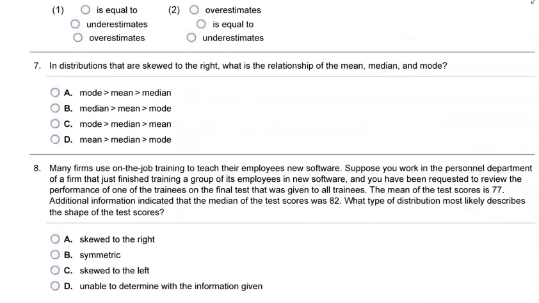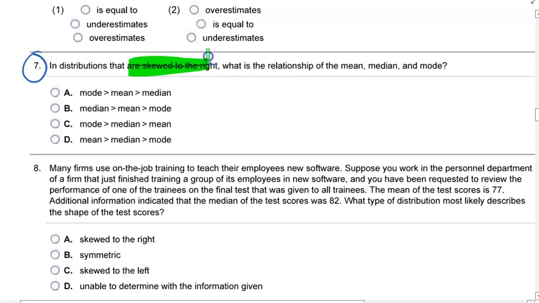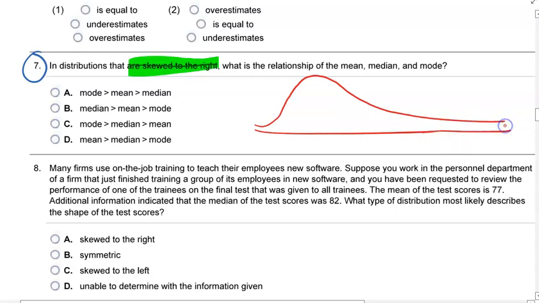Okay, number 7. If the distribution is skewed to the right, the graph looks like this. This is the distribution skewed to the right. The data is along this line, and this point here, which corresponds to this point in the data, is called the mode.